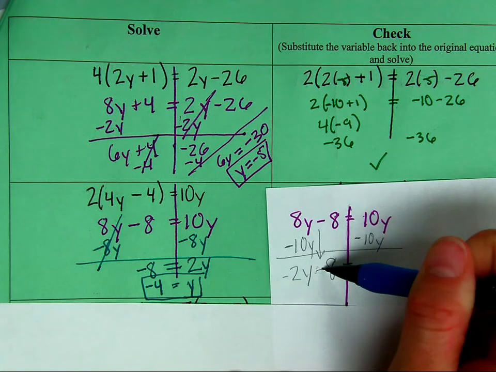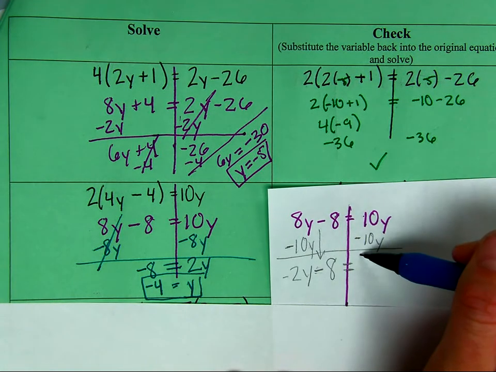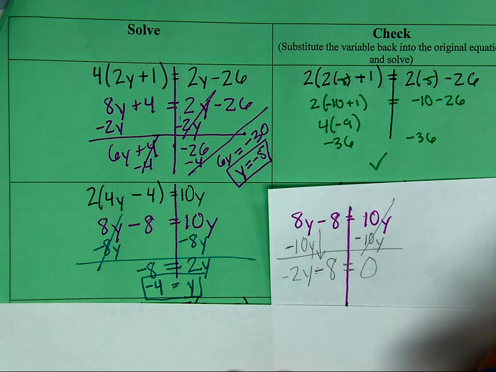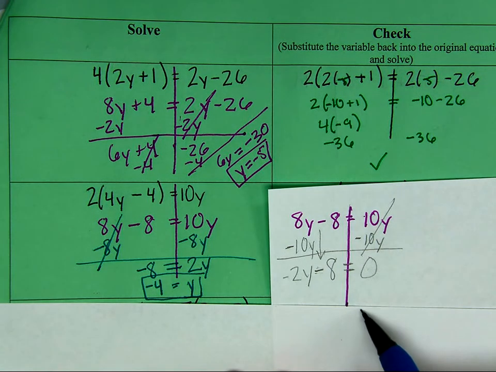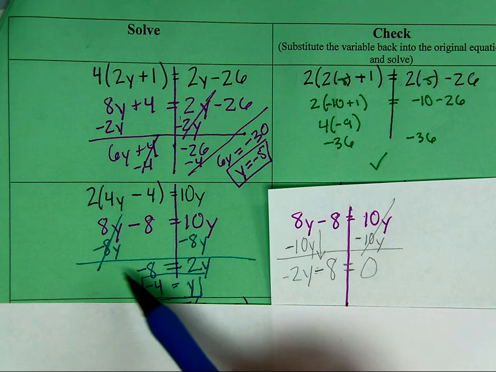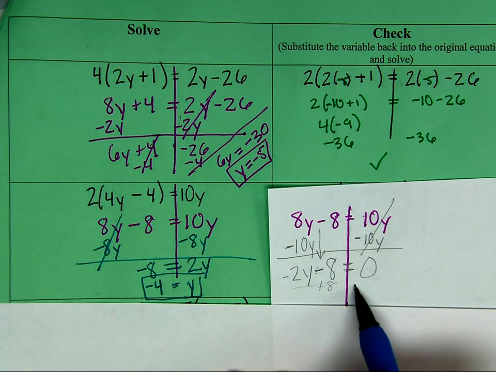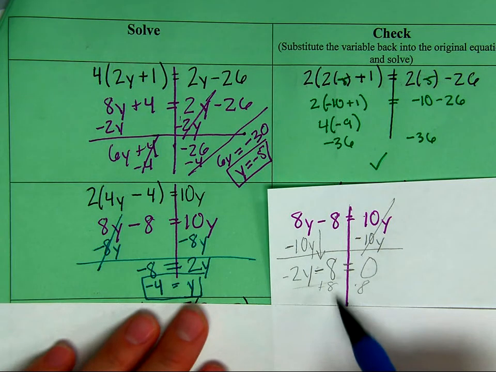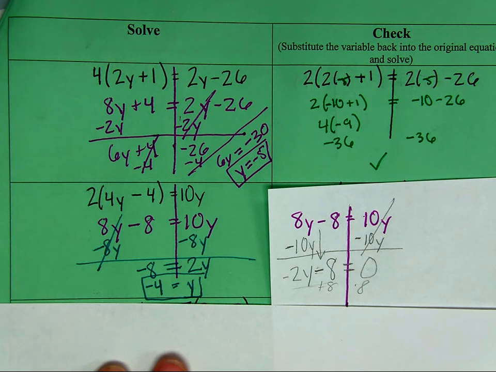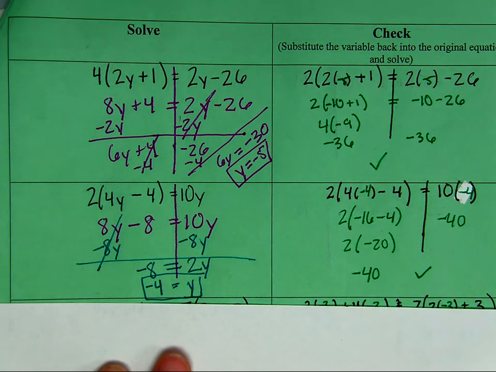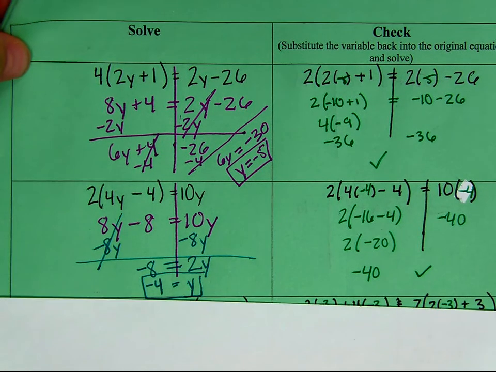Technically you could do this and you're going to get 0, but then you just have more steps. Notice when I canceled my 8, I only had one step left. This is a 2-step, so I still have 2 steps, and I would be adding the 8 to the other side. I could finish that off, but I just wanted to point that out. So that's what it looks like when we check our answer.